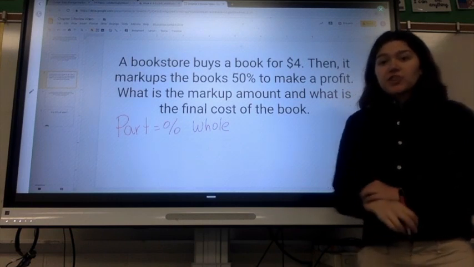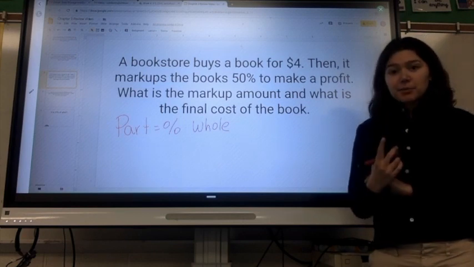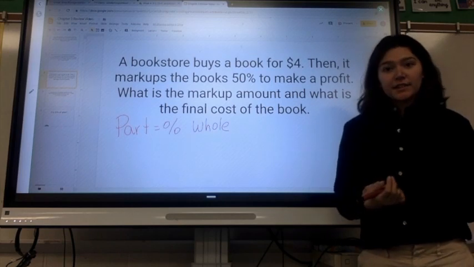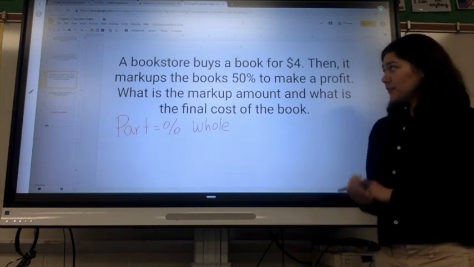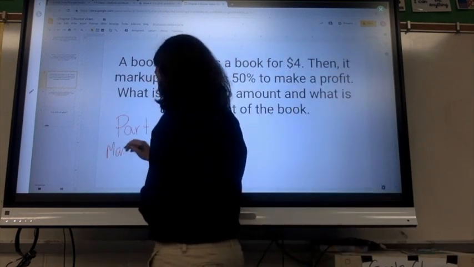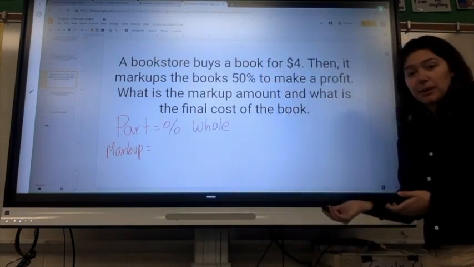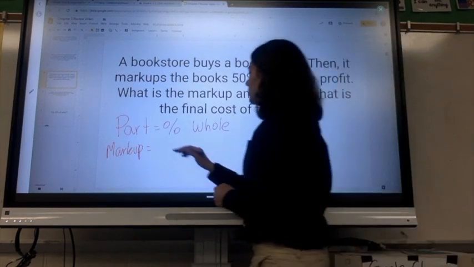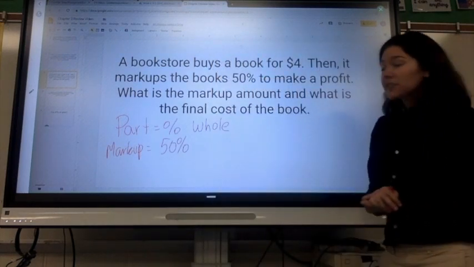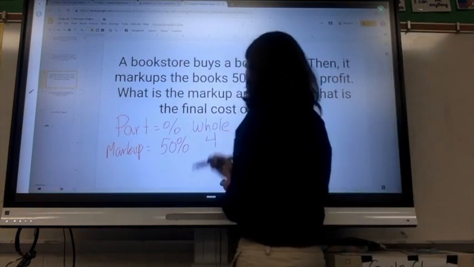Okay, and here we have a percent change question. A bookstore buys a book for $4. Then it marks up the book 50% to make a profit. What's the markup amount and what was the final cost of the book? So we're doing markups. Our markup amount, that's always going to be our part. Our percent is how much we're marking it up by, or our percent markup, which is 50%. And then our whole is that original cost of the item. In this case, they tell us that's $4.